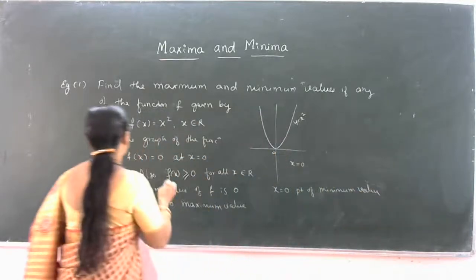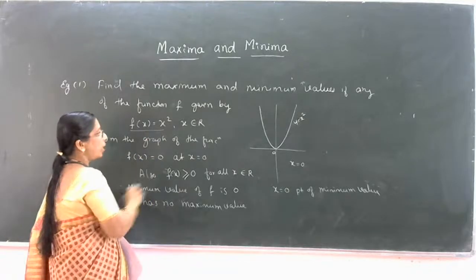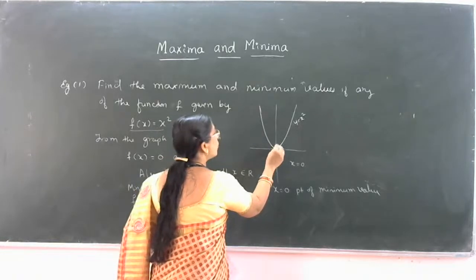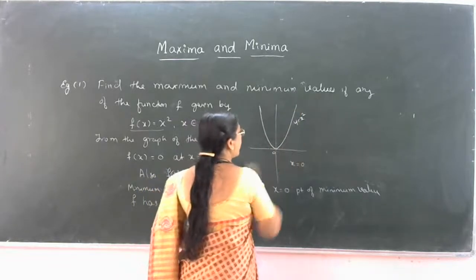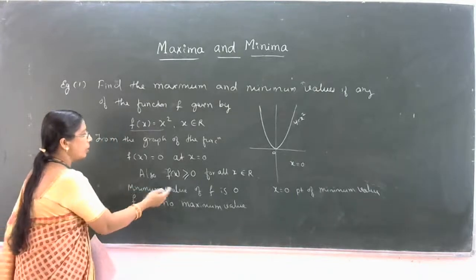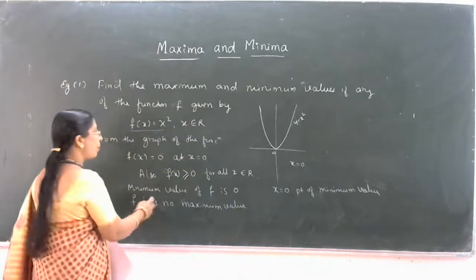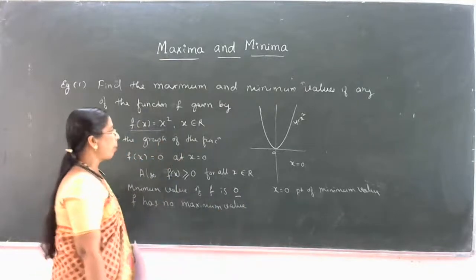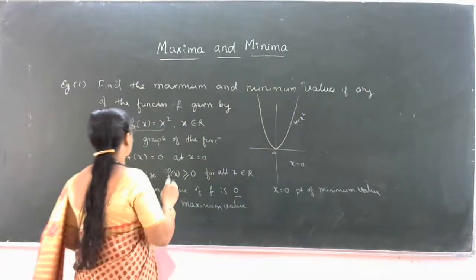Here we draw the graph of the function f of x equal to x square. It's a parabola. The point of minimum is at x equal to 0, and its value is 0. In all other cases, f of x is greater than 0. Therefore, the point of minima is x equal to 0, and the minimum value of f is also 0. f has no maximum value because the graph is continuous.